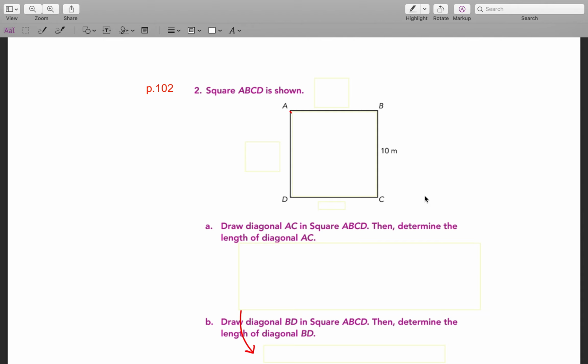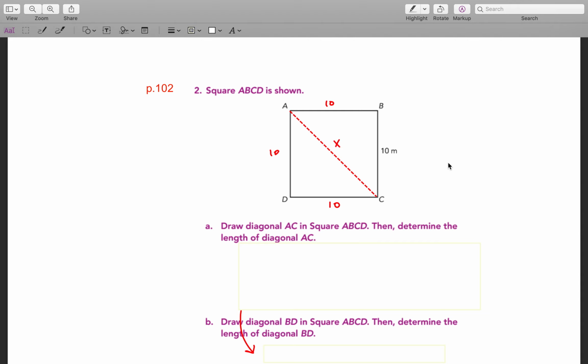So this is a square, so all 4 sides are equal. We have 10 meters right here. That means this side is also 10, this side is also 10, this side is also 10. So draw a diagonal AC, so A to C, and then determine the length of AC. You draw a diagonal right here, and I'm going to be labeling that as x.